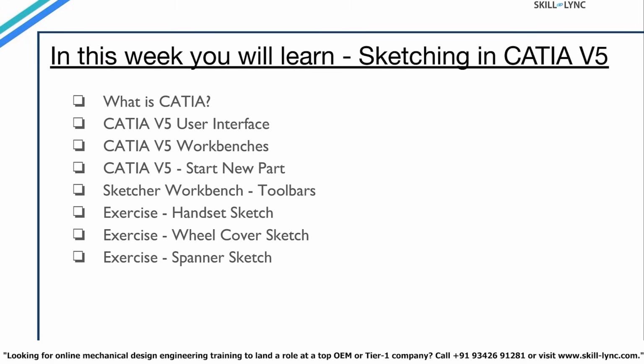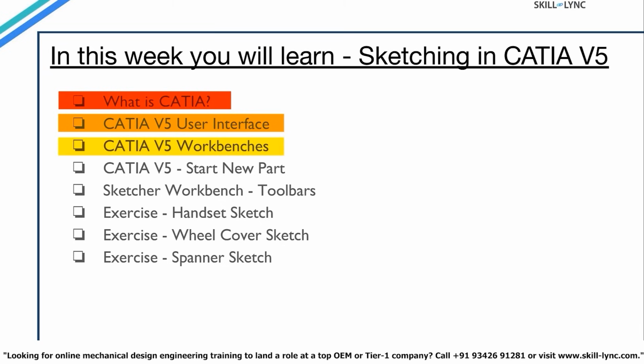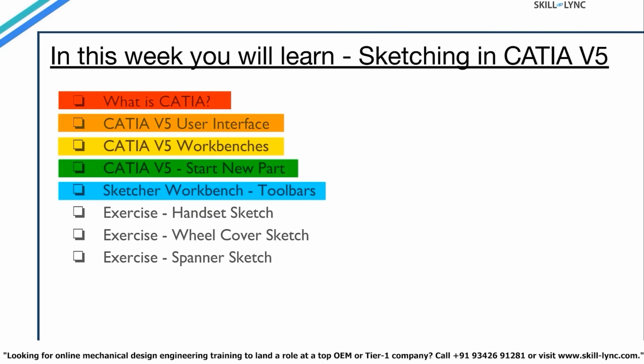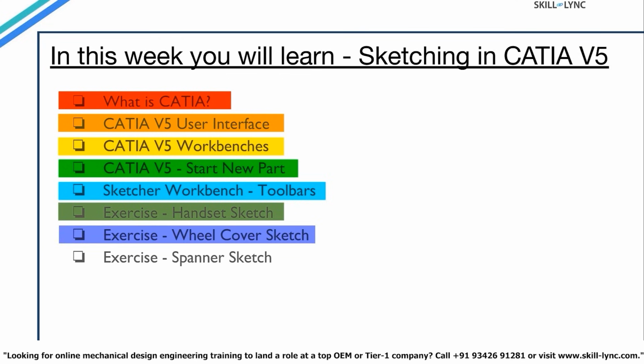In this session, we are going to cover the definition of CATIA. I will introduce you to CATIA V5 user interface, and then we shall learn about CATIA workbenches. Next, we shall see how to start a new part in CATIA and understand the mouse controls. I will walk you through the Sketcher workbench toolbars, and then we shall do some exercises to sketch a handset, a wheel cover, and a spanner.